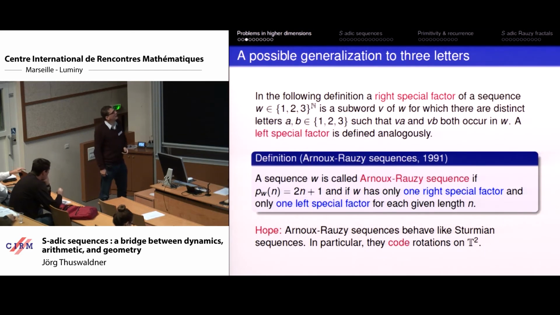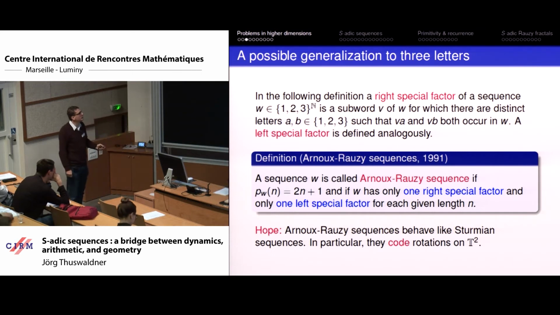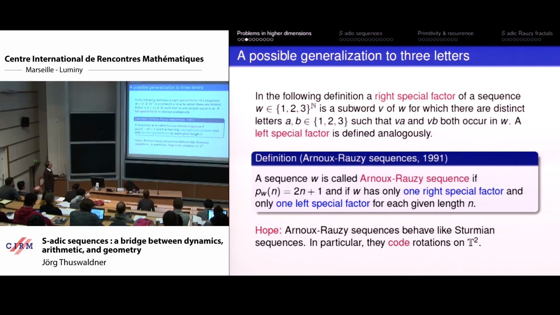So now I come to something important. In 1991, Pierre Arnoux and Jörg Rauzy generalized the Sturmian setting in the most natural way and proved a lot of important results. So do I need this? Oh, why not?